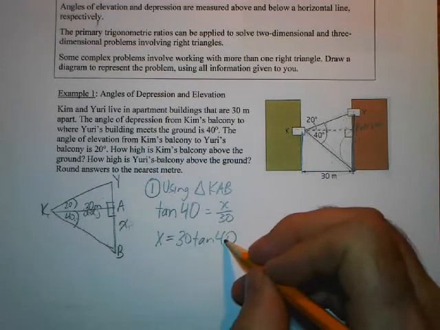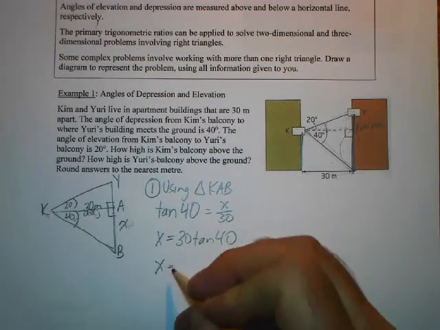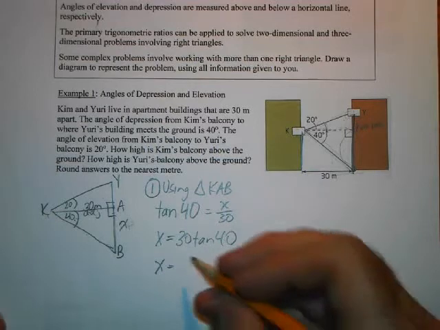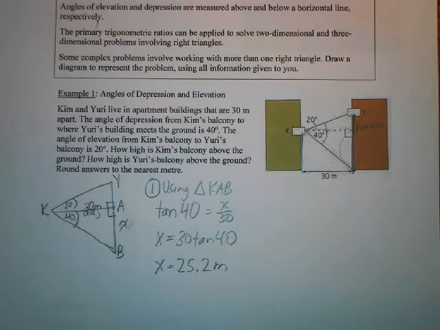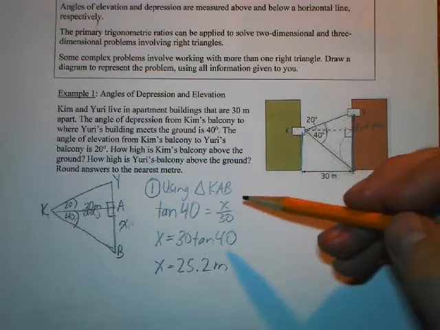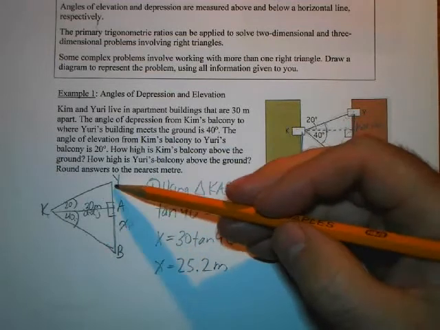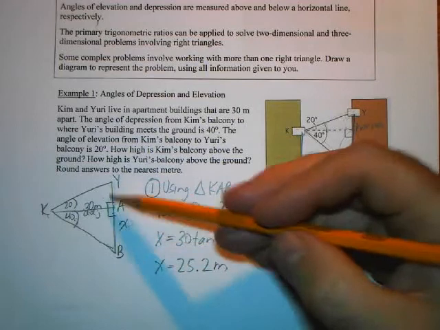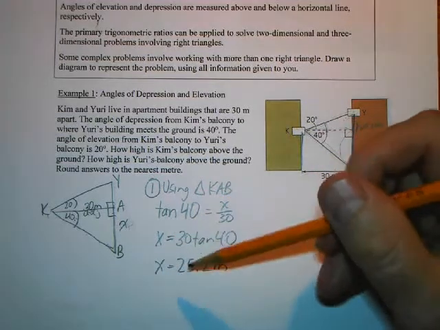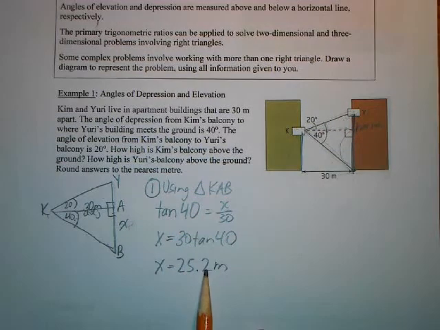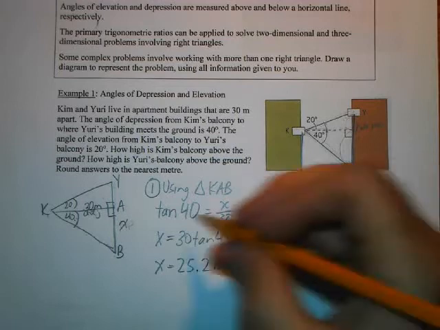Okay, and if we do tan 40 and then multiply that by 30, and we're going to round to the nearest meter, I'm actually going to go to the tenth of a meter for now, because just to give you a sneak peek at what we're going to do next, we're going to find that side there, and then we're going to add them together and then round. I'll give my final answer to the nearest meter, but in terms of adding these two together, it's better that I don't round yet, or at least round further down. Okay, so I know that x is 25.2.